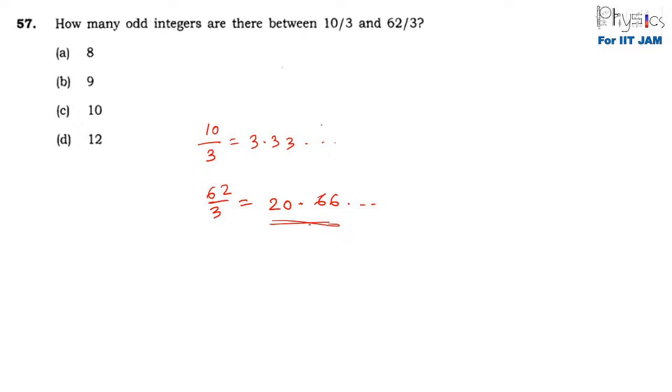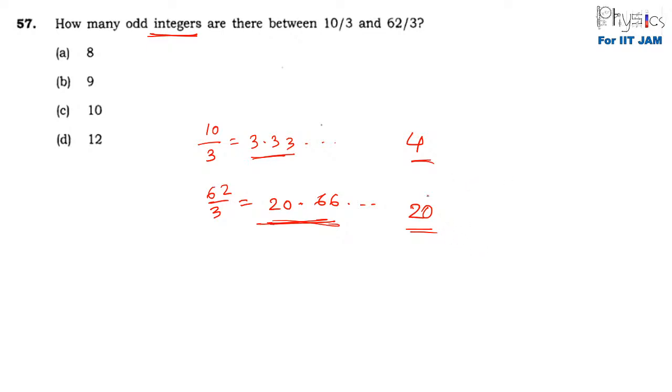So the numbers between which we have to calculate the odd integers, right? We have to calculate the number of integers. So the numbers are the next of 3.33, that is 4, right? And the previous one of 20.66, that is 20, right? So we have to calculate the number of odd integers between 4 and 20, right?